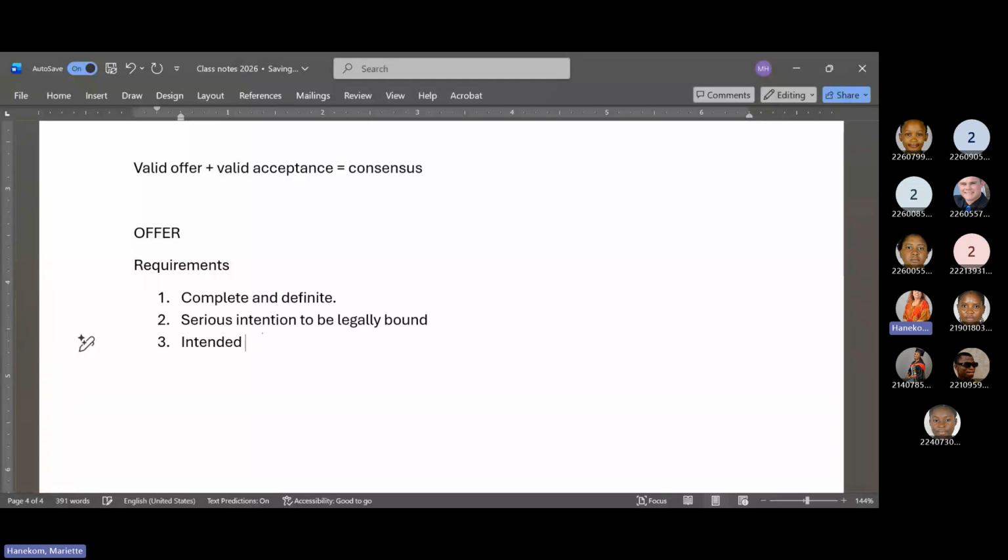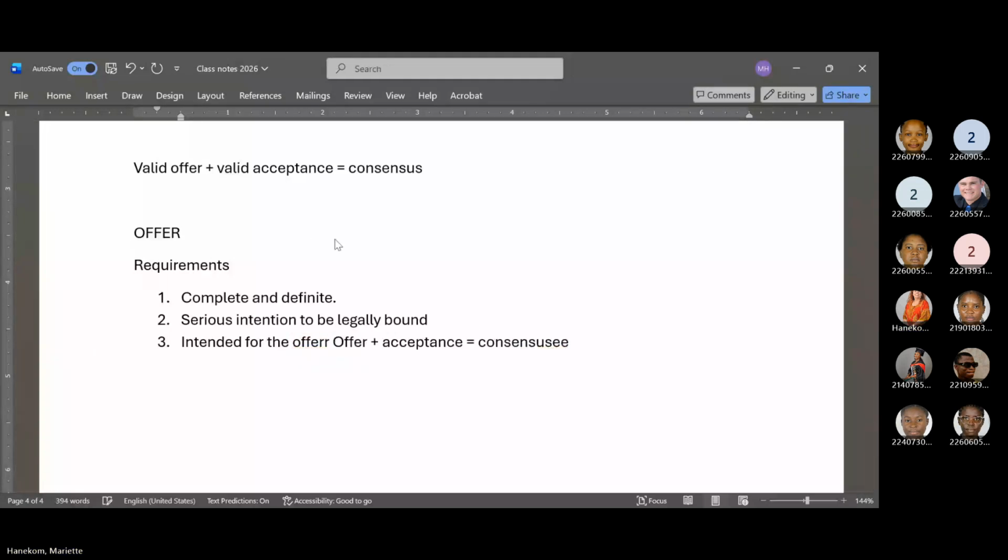It must be intended for the offeree. Why am I not spelling? Oh, sorry, that's not what I'm meant to do. A spelling note: yes, it's only one R, sorry. It must be intended for the offeree.